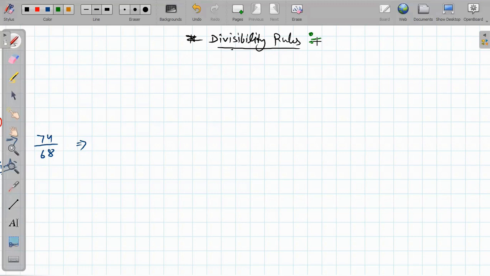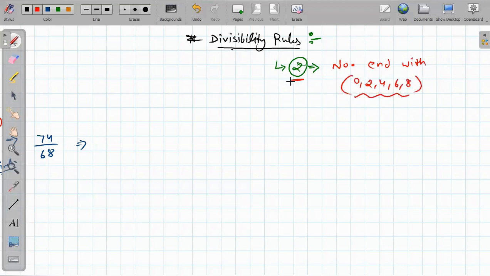Is it 79 or 74? It is 74. So divide by 2 first. Look at the divisibility rules. Which numbers are divisible by 2 if we have to decide just by looking at them? If a number ends with 0, 2, 4, 6, or 8, then that number will always be divisible by 2.